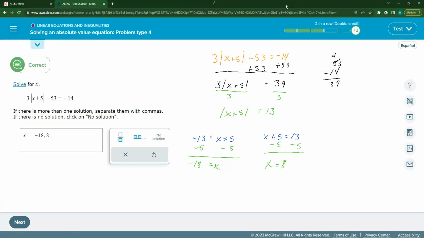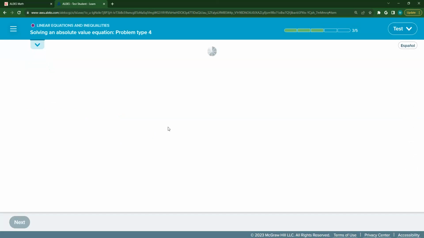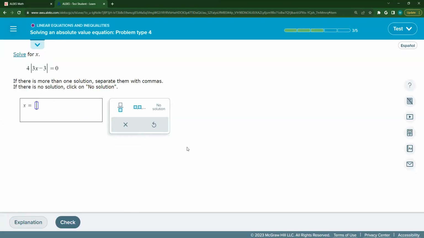And then we have one more to do, and then this topic will be done as well. All right, so this one, they're kind of being a little cute. No, they're just trying to make it a little bit different. So I have 4 times the absolute value of 3x minus 3 equals 0.